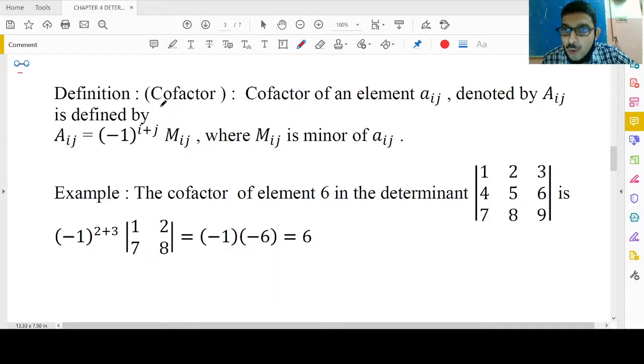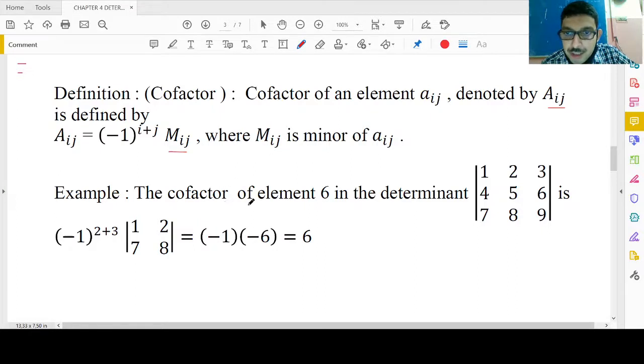Now next we'll define cofactor. The cofactor of an element aij, denoted by capital Aij, is defined as minus 1 to the power i plus j times mij, where mij is the minor of aij. That is, giving a proper sign to the minor according to the position of the element. So the cofactor is giving a proper sign, in other words, multiplying the minor with plus 1 or minus 1 depending on the position of the given element.